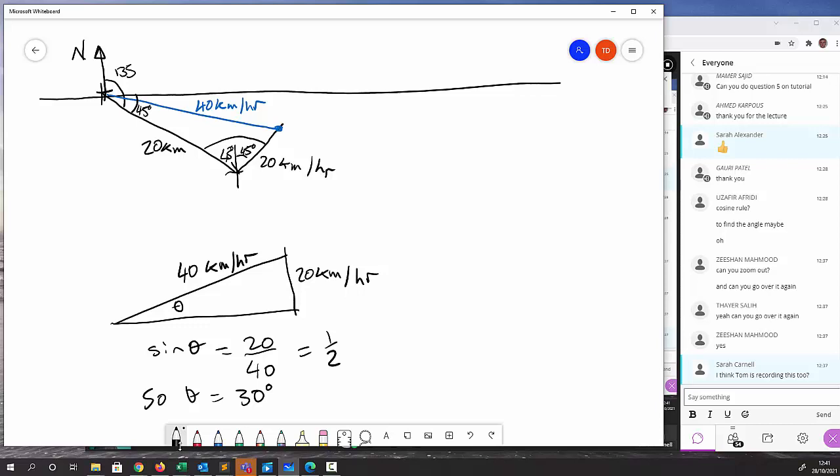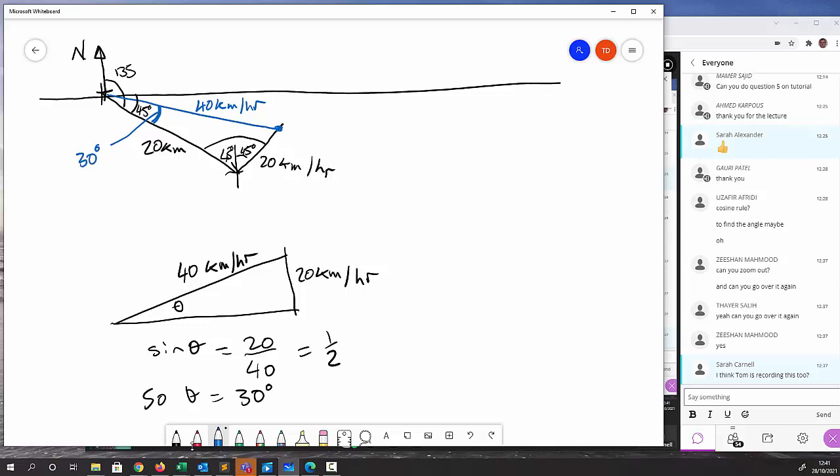Yes, I am recording this as well. So what we've said then is that the angle that I'm going to mark in blue, because that's what that line is, the angle in blue there is 30 degrees.